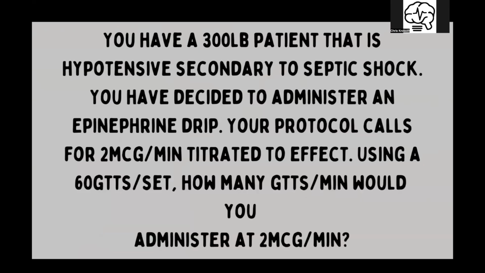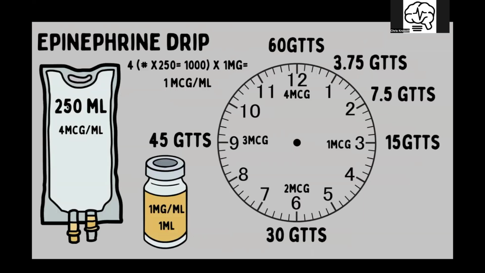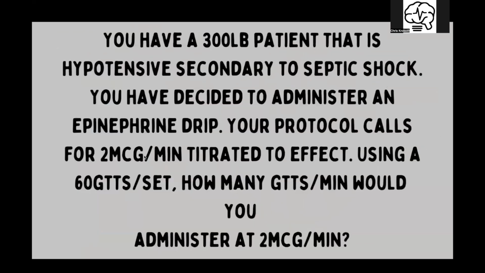So say you have a 300-pound patient that's hypotensive secondary to septic shock. You've decided to administer an epinephrine drip. Your protocol calls for 2 mics per minute titrated to effect using a 60 drop set. How many drops a minute would you administer at 2 mics per minute? So let's say it's that 250 milliliter bag. We want 2 mics a minute. 4 times 250 is 1,000, 4 times the 1 milligram here of epinephrine gets us 4 mics, 4 over 60. 2 mics, so we'd be giving 30 drops a minute. So for this patient, the 2 mic per minute, we'd be giving 30 drops a minute, one drop every 2 seconds.